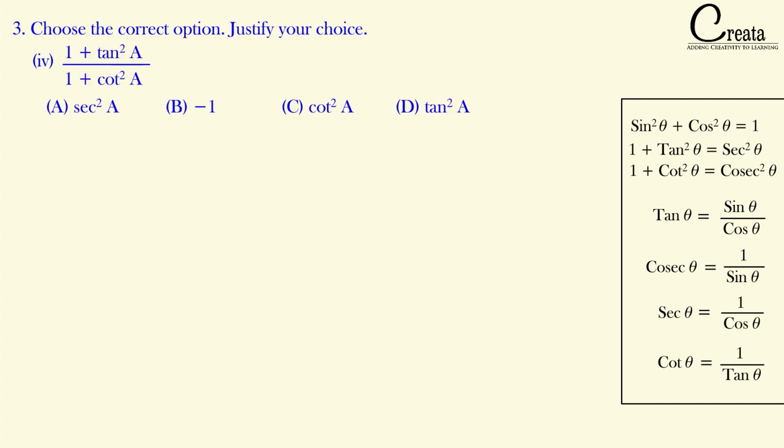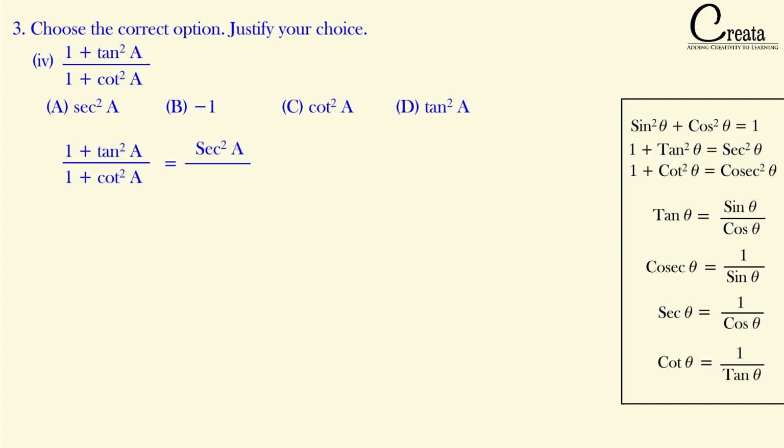Let's move to part 4. 1 plus tan square A upon 1 plus cot square A. We have to find the value of this expression. Let's do so. Here 1 plus tan square A is equal to sec square A. How? We have applied the second trigonometric identity formula, 1 plus tan square theta is equal to sec square theta. So 1 plus tan square A is equal to sec square A.